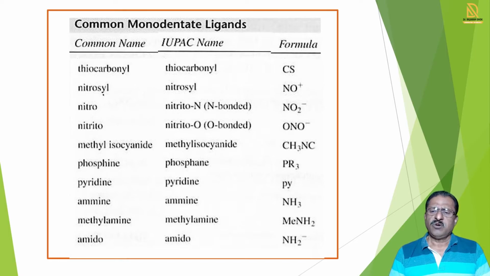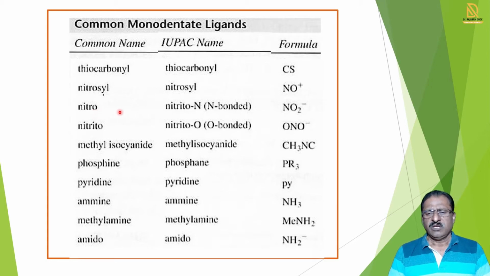There are also other examples of monodentate ligands. CS is called thiocarbonyl. Then NO plus, a positively charged ligand, is called nitrosyl. Then another ligand, NO2 minus, is called nitro, or also nitrito-N.